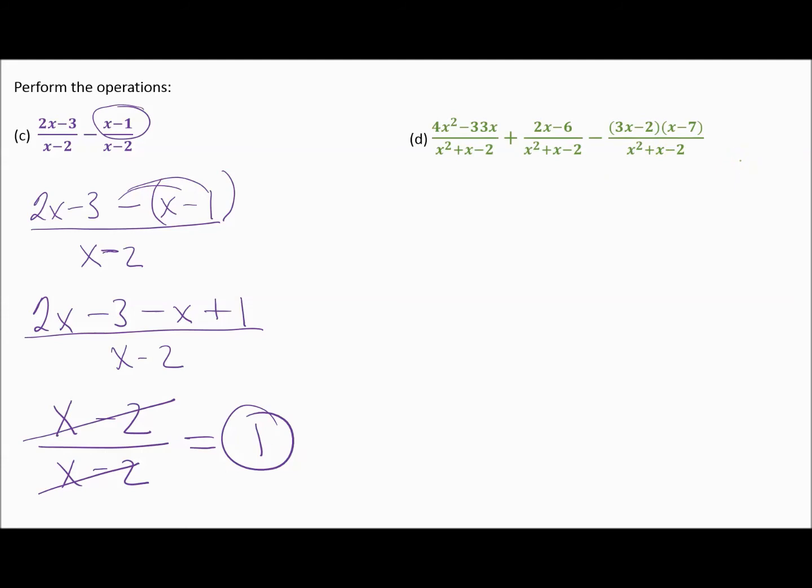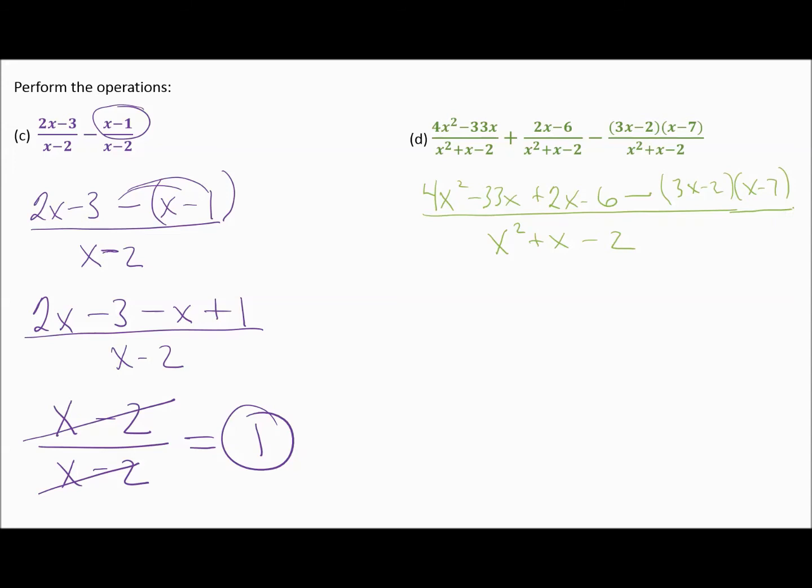Now, this is still a big problem, though. I'm going to write all this as one fraction over our common denominator of x squared plus x minus 2. Then I'm going to write down what I have in the numerator. That's 4x squared minus 33x. Now, when I add, I don't have to worry about the signs changing. I can just recopy the next one. But now when I subtract, that's when I have to put the parentheses. But notice there's already parentheses over here. 3x minus 2 times x minus 7.